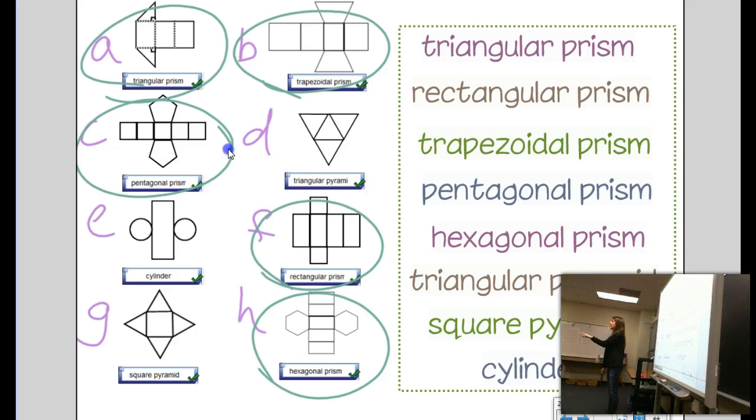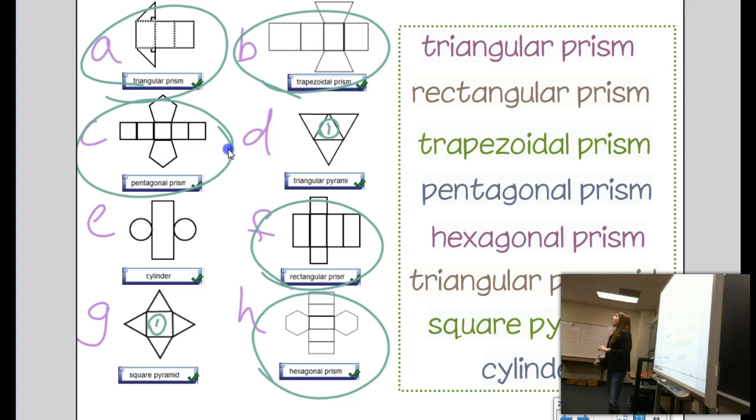Alyssa was saying a pyramid has one base every time. So this pyramid is a triangular pyramid, so it's got one triangular base. This is a square pyramid, so it's got one square base. What are the lateral faces on a pyramid? Triangles, every time, right?